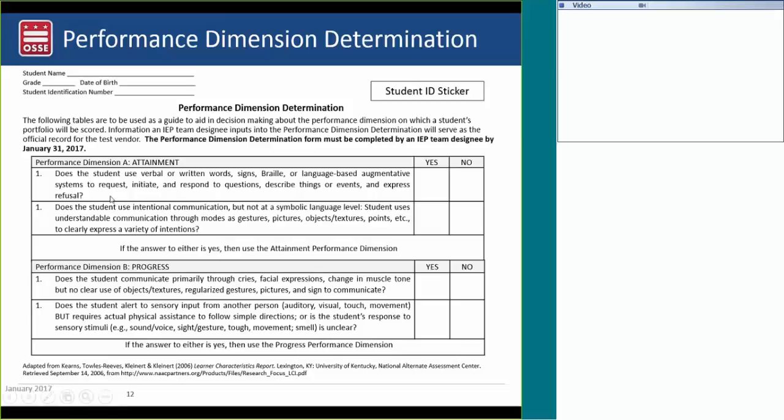But if your student has a reliable communication system, whether it's verbal or nonverbal, they will be scored against the attainment performance dimension. If your student does not have a reliable expressive communication system, and oftentimes we're guessing, or the student's response is just really unclear, they would be scored against the progress dimension. Relatively few students are progress dimension kids. Most kids are here. So these are the most severely challenged kids that we have that do not have a reliable expressive communication system. Does that answer the question? I probably talked too long.